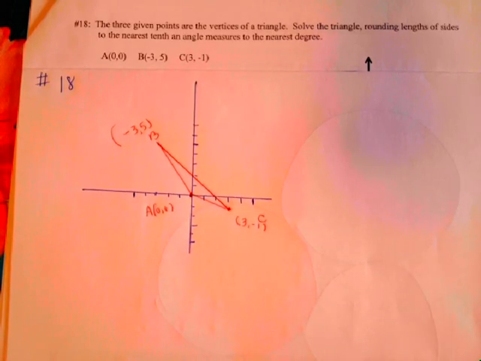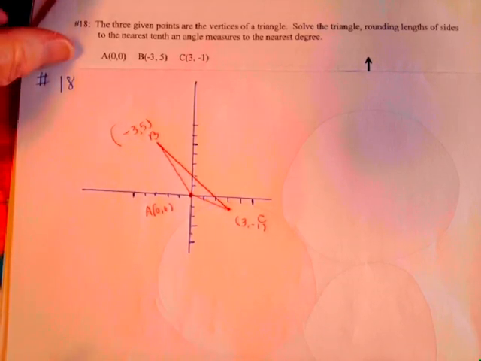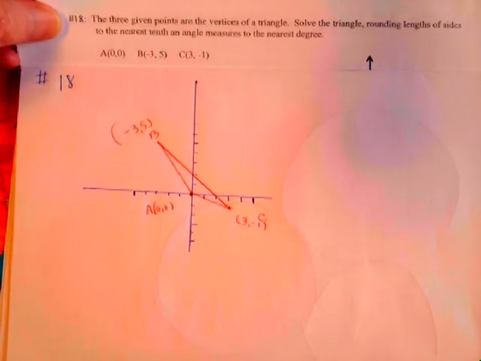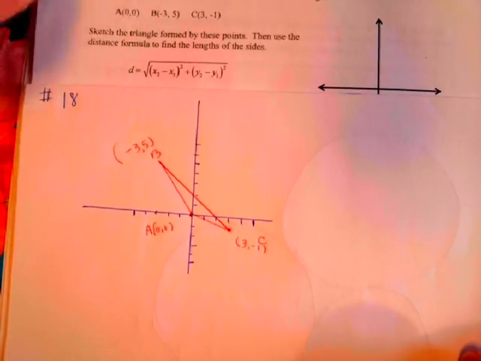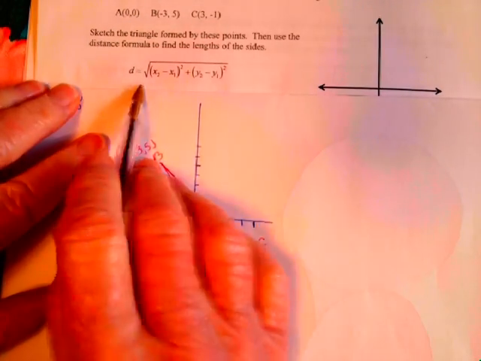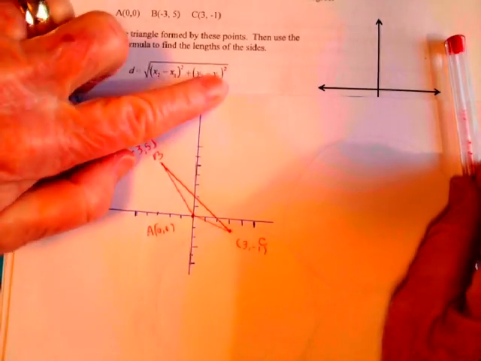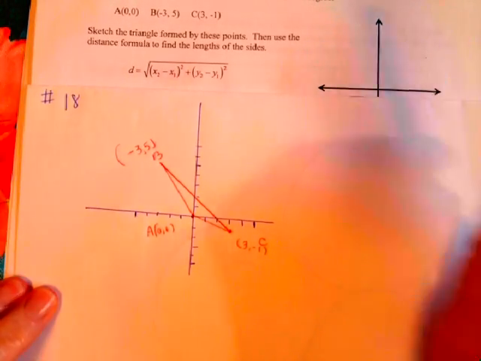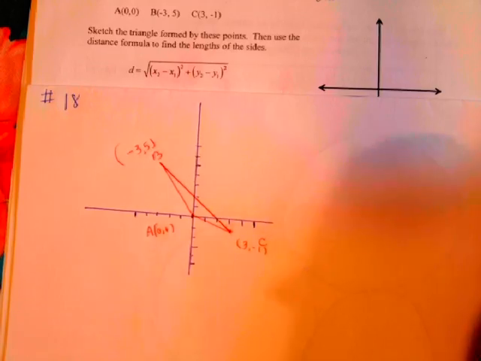We're going to have to use the distance formula to find the lengths of these sides. It's been a little while since you've done that. I know you've seen this somewhere in high school. The distance formula is the square root of x sub 2 minus x sub 1 squared plus y sub 2 minus y sub 1 squared.